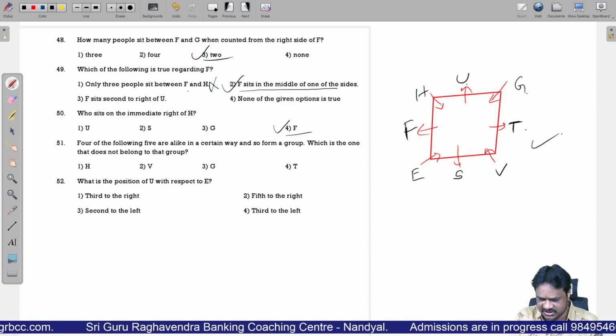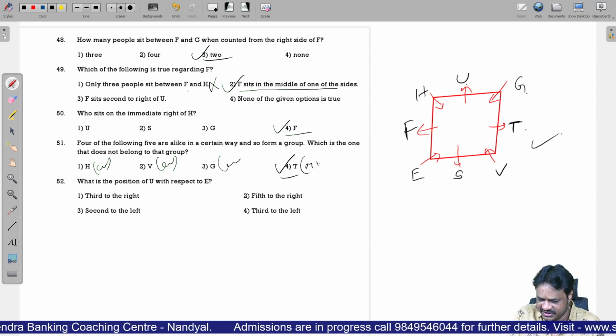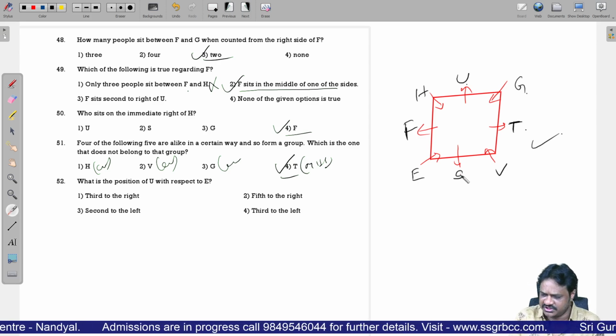Four of the following 5 are alike in a certain way and hence form a group, which is the one that does not? H is in the corner, P is in the corner, T is in the corner, whereas T is in the middle. What is the position of U with respect to E?